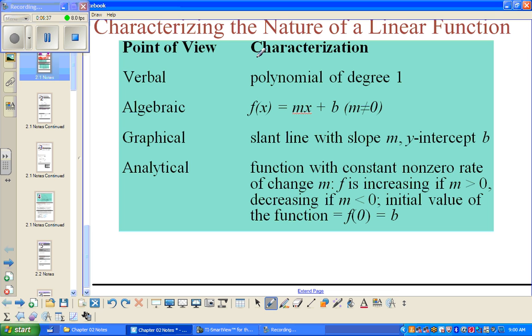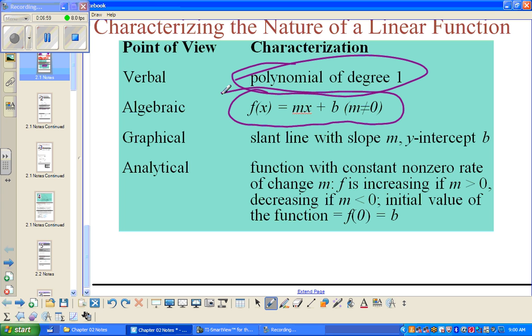The next piece of information is just a chart kind of summarizing most of what you know about linear functions. It's a great way to review and study, to try to write down everything you know. So what I wrote was: a linear function is a polynomial of degree 1. Algebraically, it's f of x equals mx plus b, where m can't equal 0. Graphically, it's a slant line with a slope of m and y-intercept b. Analytically, it's a function with a constant non-zero rate of change, m, that's your slope.